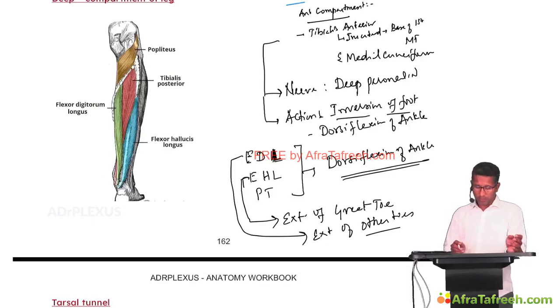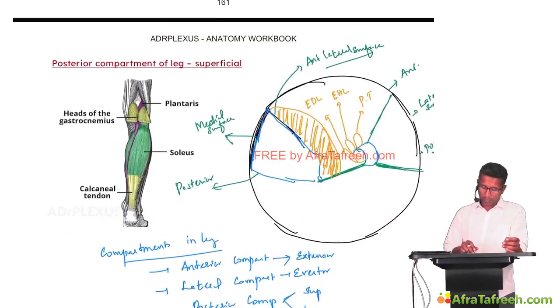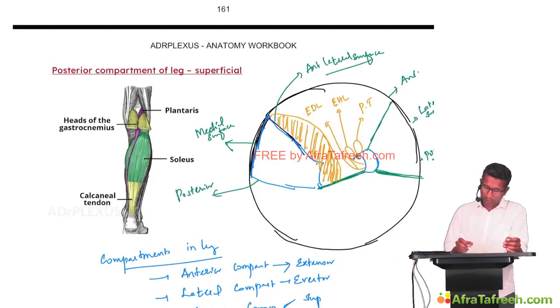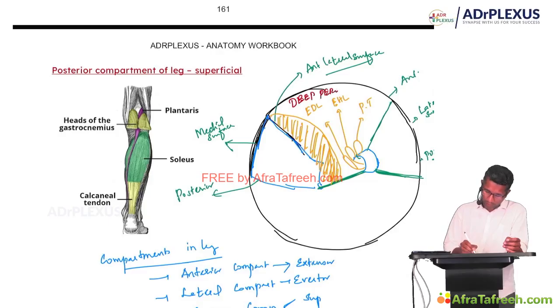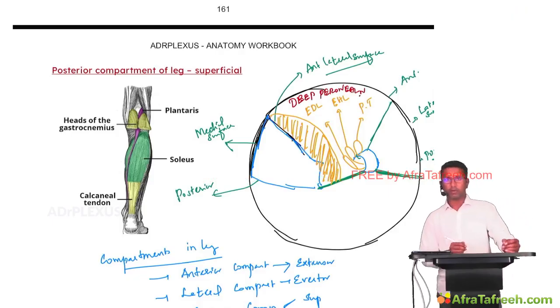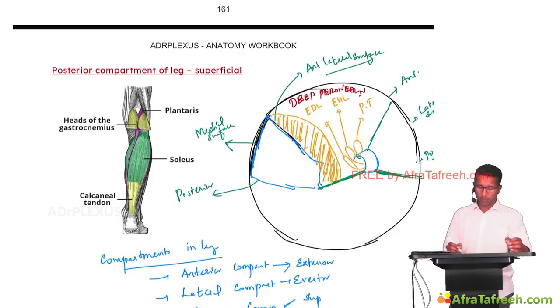The entire anterior compartment muscles are supplied by a nerve called the deep peroneal nerve. So the deep peroneal nerve is the nerve of the anterior compartment.